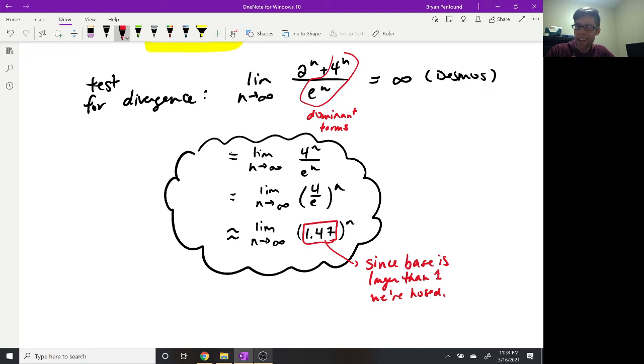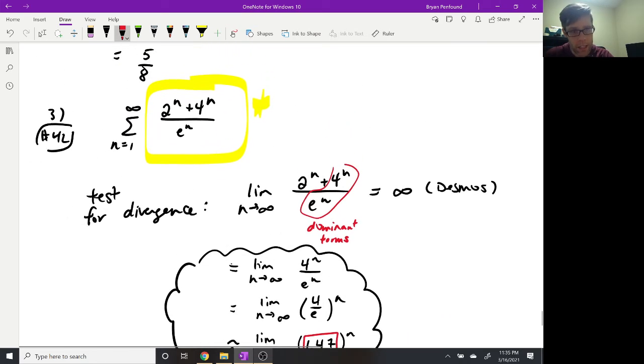If that base is in between -1 and +1, you're pretty much good to go. But if this base is -1, if the base is +1, or if it's outside the boundaries of a typical geometric series, then you get hosed. You're in a rough spot. And that's what happens to us here. Because the dominant terms lead to a base that's bigger than 1, as we start multiplying that base by itself, that gets really, really big. So that's why this limit is tending towards infinity.